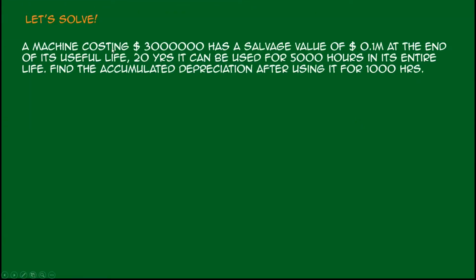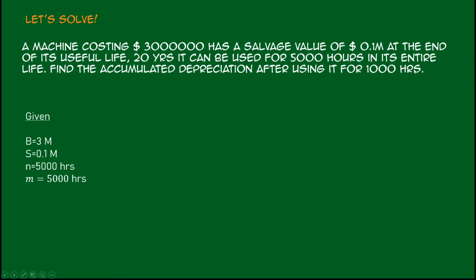Okay. So, let us solve problem number 2. A machine costing 3 million has a salvage value of 0.1 million. 0.1 million is 100,000. Okay, 3 million is the first cost and the salvage value is 0.1 million or 100,000. At the end of its useful life of 20 years, it can be used for 5,000 hours in its entire life. So, its life of service is 5,000 hours.